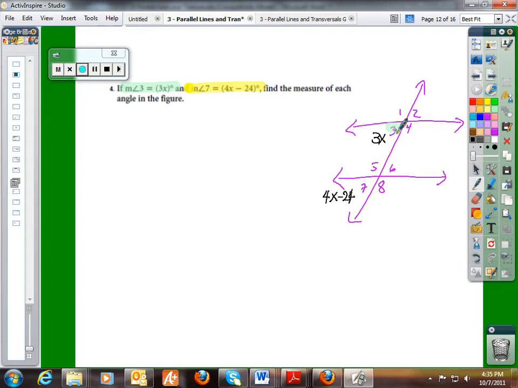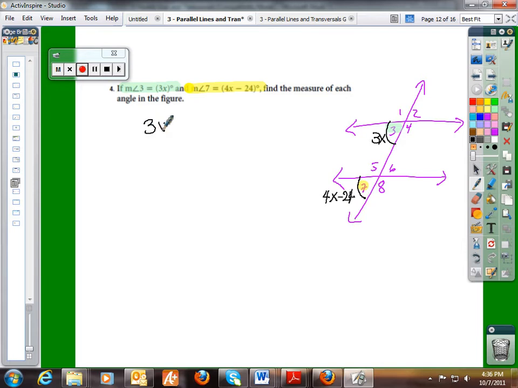So angle 3 and angle 7, we need to find some relationship between those angles. Can you remember what they're called? These two angles are on the same side of the transversal. One's on the interior, one's on the exterior. These are corresponding angles, and corresponding angles are congruent. So I know that angle 3 is equal to angle 7.